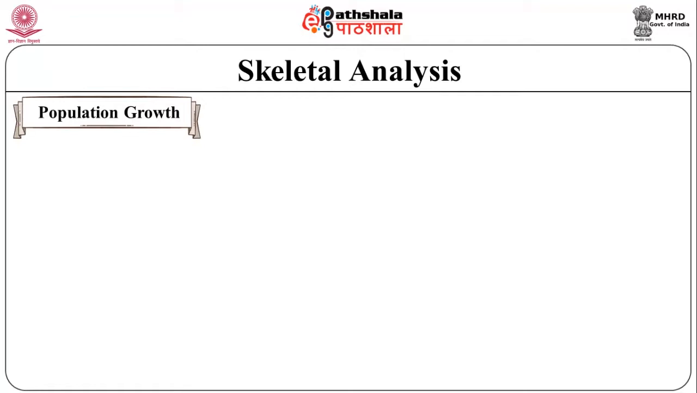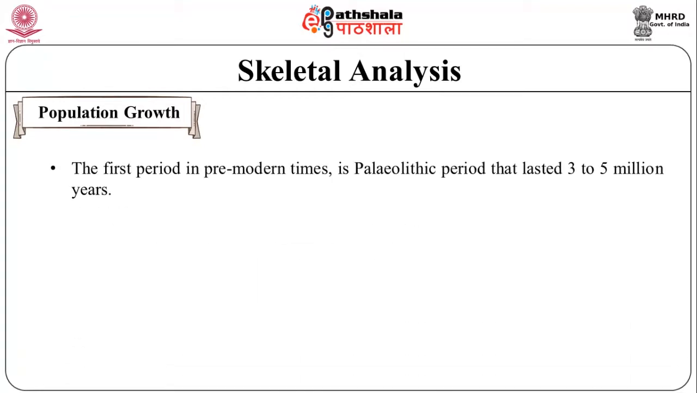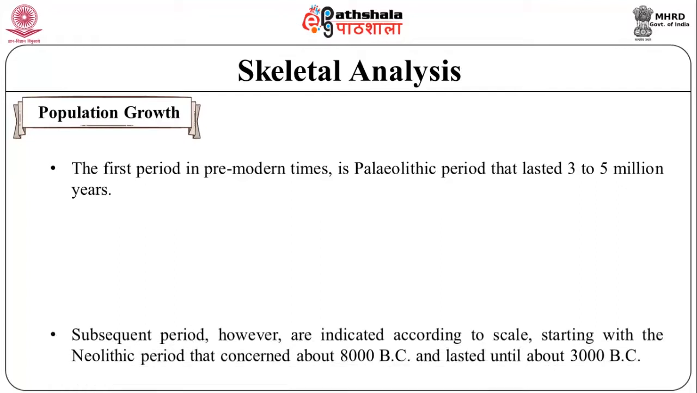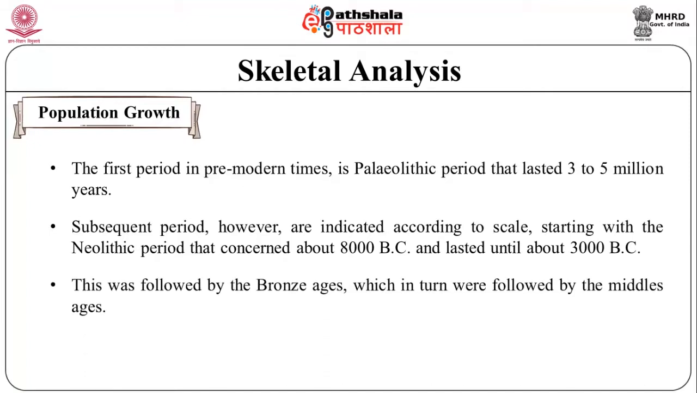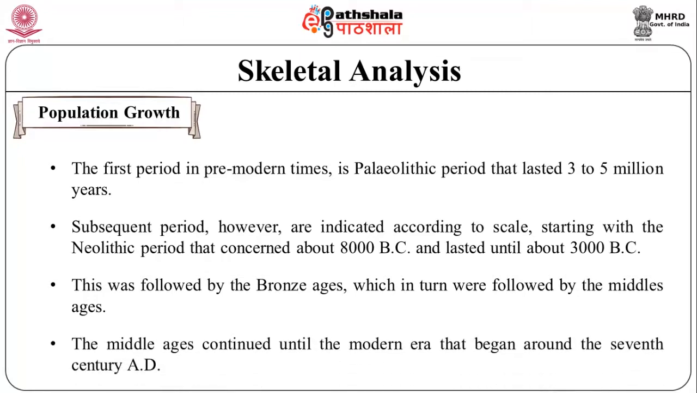Now let's have a look at the population growth. The first period in the pre-modern time is the Paleolithic period that lasts for 3 to 5 million years. Subsequent periods, however, are indicated according to the scale, starting with the Neolithic period that began about 8000 BC and lasted until about 3000 BC. This was followed by the Bronze Age, which in turn was followed by the Middle Ages. The Middle Ages continued until the modern era that began around the 7th century AD.